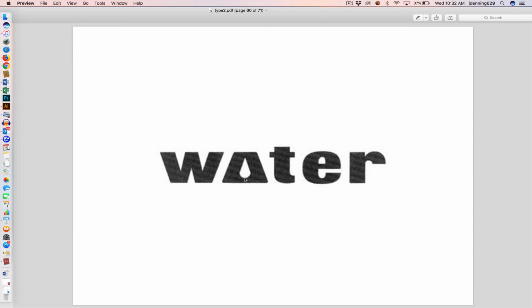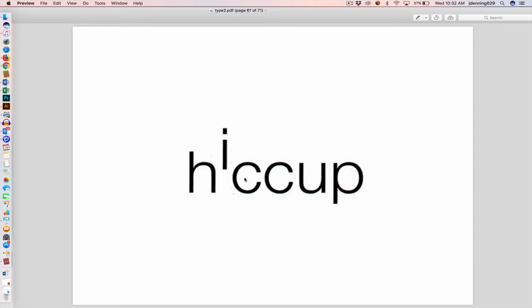If you are going to put a graphic in, it needs to replace a letter or become part of a letter, connect with a letter. That's the only way that you can do it. But it's actually a really clever strategy if it works well. Hiccup, love this one.